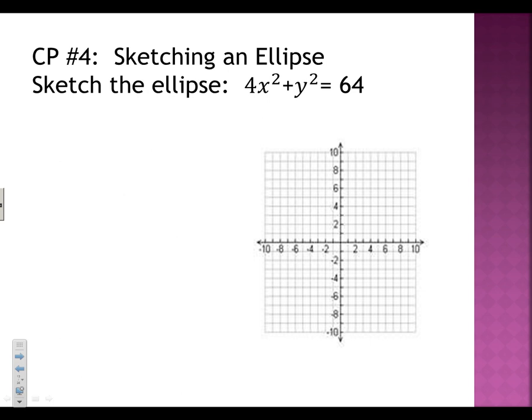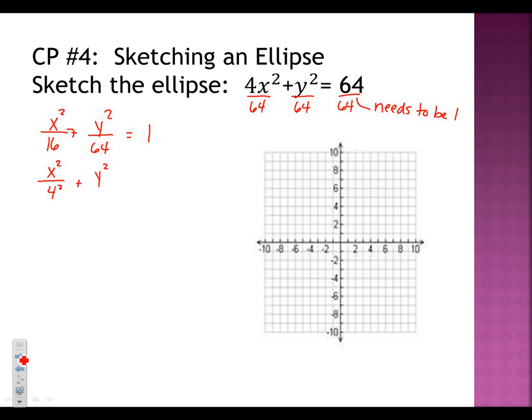All right, let's sketch this one. So first of all, we have 4x squared plus y squared equals 64. Now in the standard form of an ellipse, this needs to be 1. So in order to get that to be a 1, let's divide everything by 64. So now I get x squared over 16 plus y squared over 64 is equal to 1. Rewriting that in the standard form, we've got x squared over 4 squared plus y squared over 8 squared equals 1.